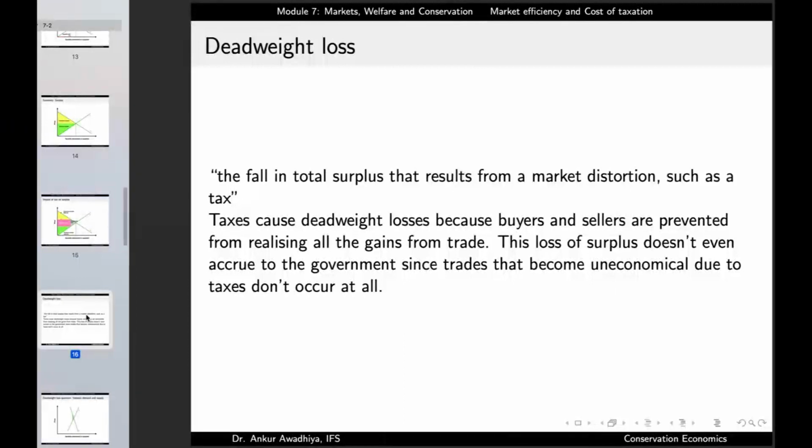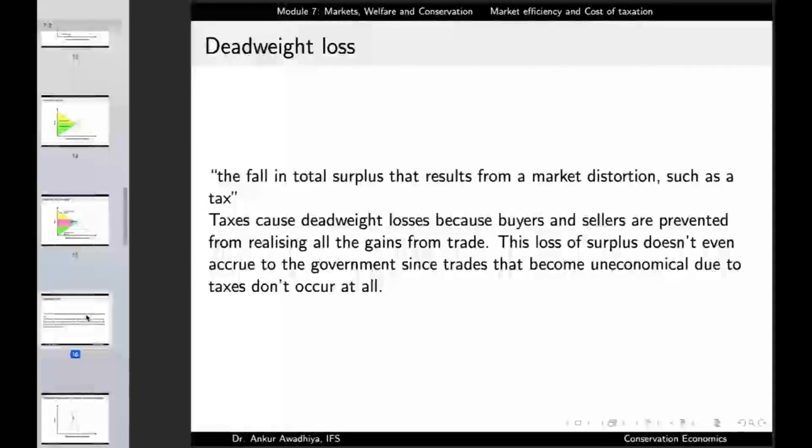There is a fall in the total surplus that results from a market distortion such as taxation. Now, taxation is a form of market distortion because the government is changing the natural outcome or the natural equilibrium of the market. So earlier, the price that the buyers were paying was the price that the sellers were getting. But now there is something in between that is not a part of the natural market equilibrium. It has been imposed by the government. So it is a market distortion.